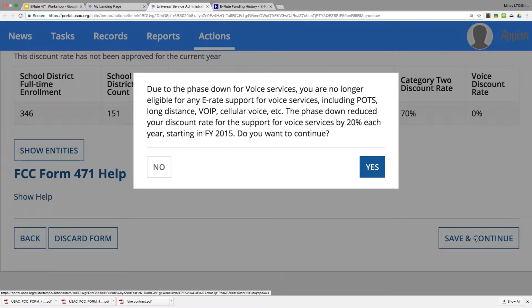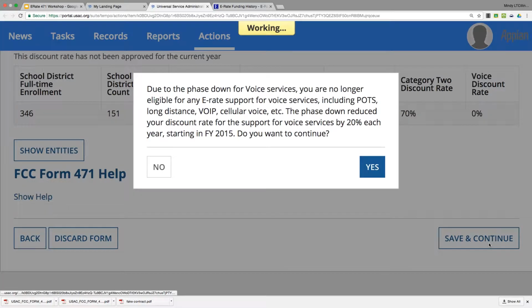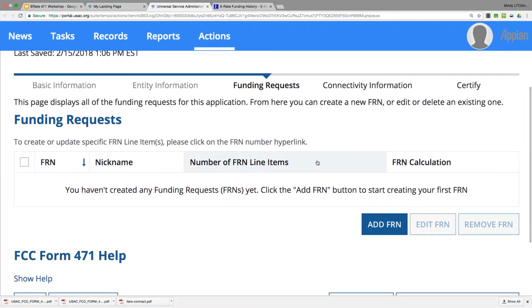So it says, due to the phase down of voice services, you are no longer able to apply. I know that, and I'm applying for Category 2, but it's nice to have a little reminder that is a Category 1 service for our 90% districts. I'd rather them tell me than not tell me. Yes, I'm aware. Okay. So again, this page looks exactly the same as our 471 request. It's just the options underneath our 471 for Category 1 are going to be totally different than Category 2.